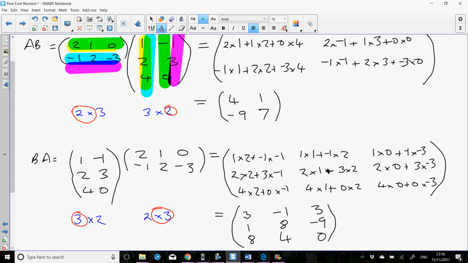And this demonstrates that, I can get this to work, oh it's gone over there, matrix multiplication is not commutative.